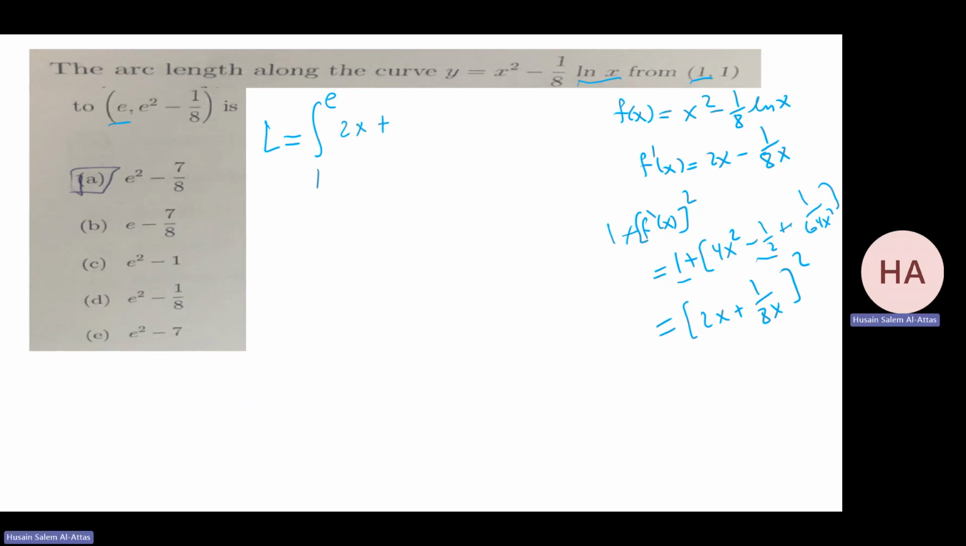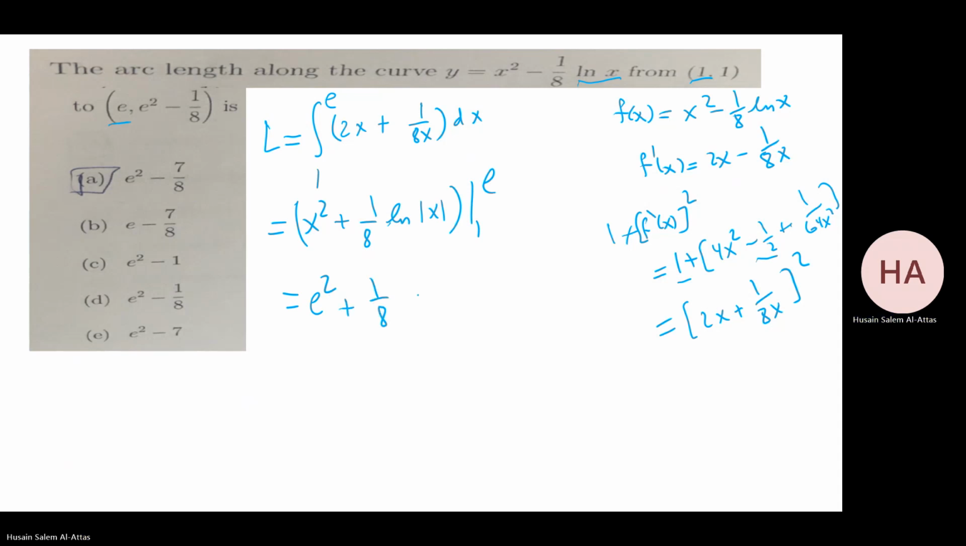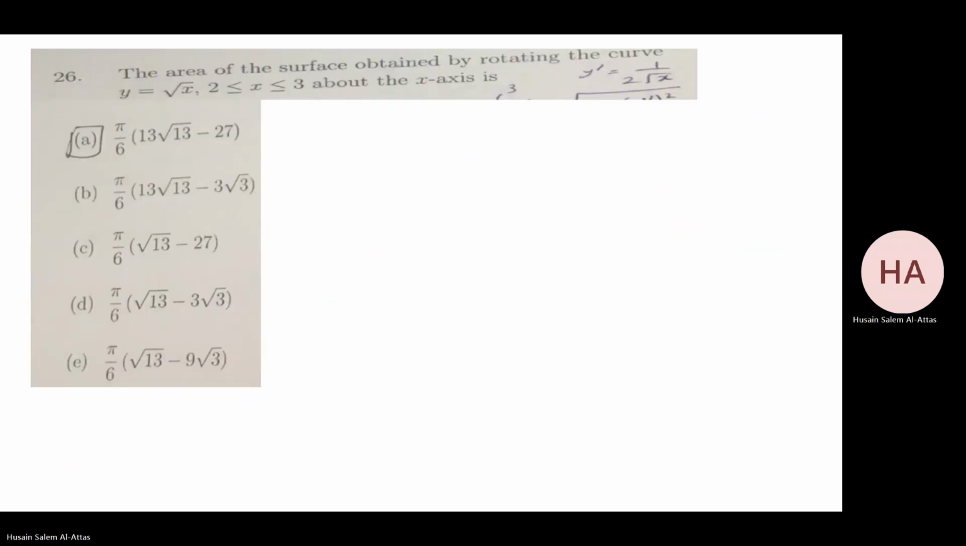Because the square root will kill the square, 2x plus 1 over 8x dx. That will be x squared plus 1 over 8 ln of absolute value of x, from 1 to e. That will be e squared plus 1 over 8 minus 1, ln 1 is 0. So e squared minus 7 over 8, which is this one. Yeah, so I did this one.